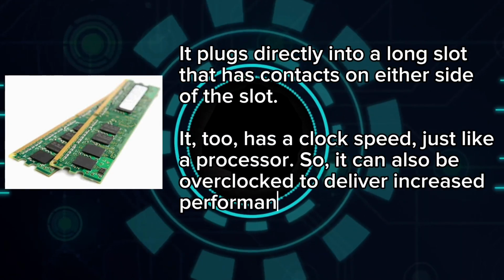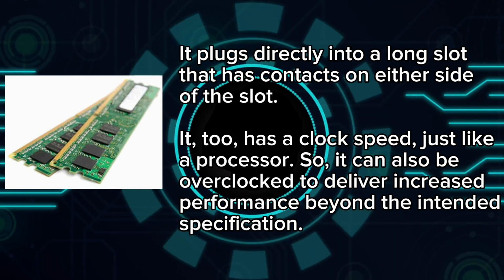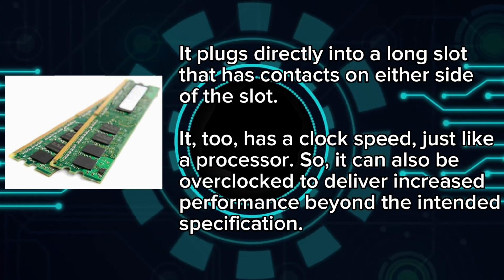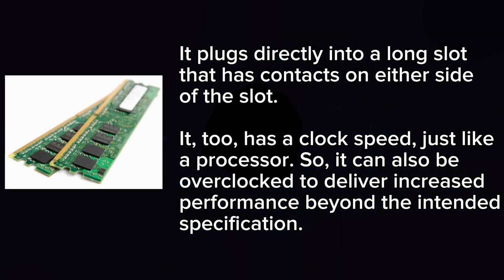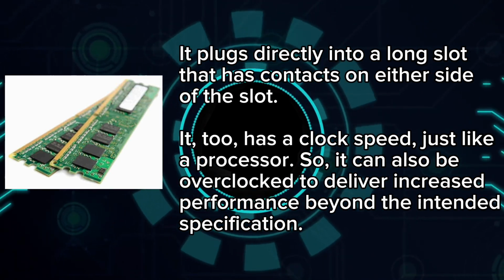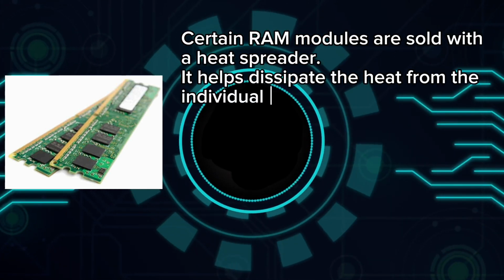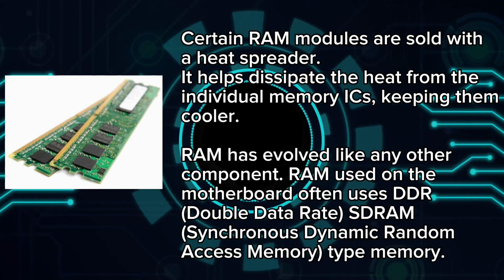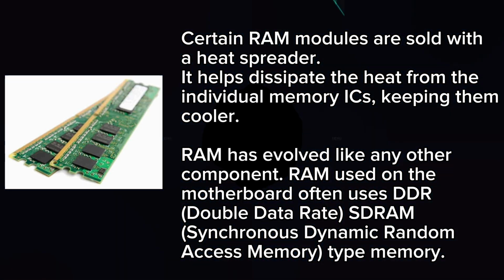It plugs directly into a long slot that has contacts on either side of the slot. It too has a clock speed just like a processor, so it can also be overclocked to deliver increased performance beyond the intended specification. Certain RAM modules are sold with a heat spreader. It helps dissipate the heat from the individual memory ICs, keeping them cooler.